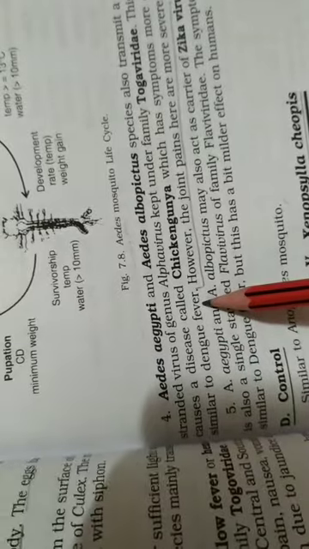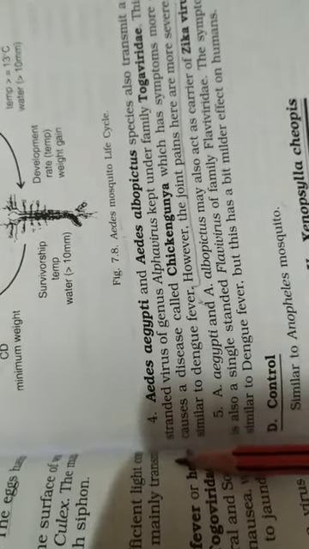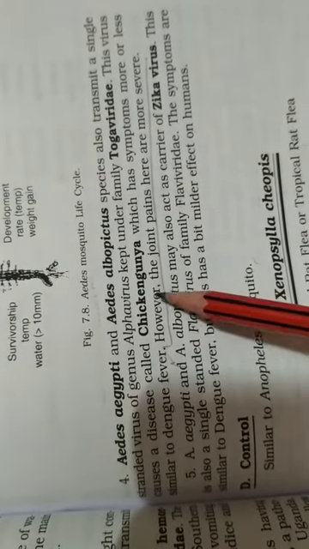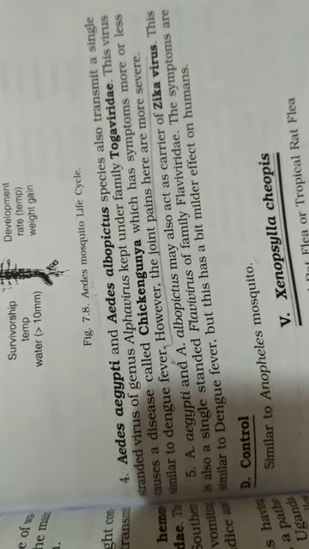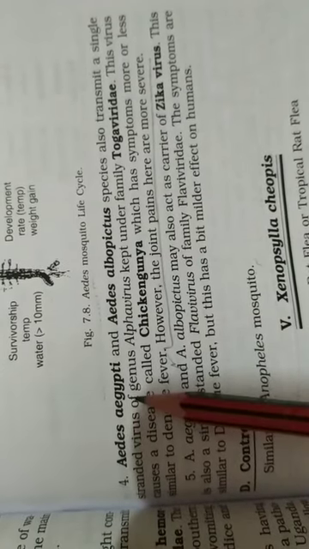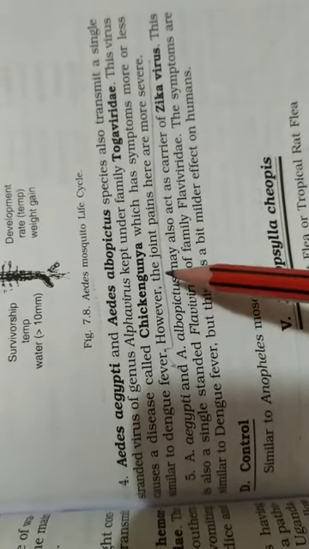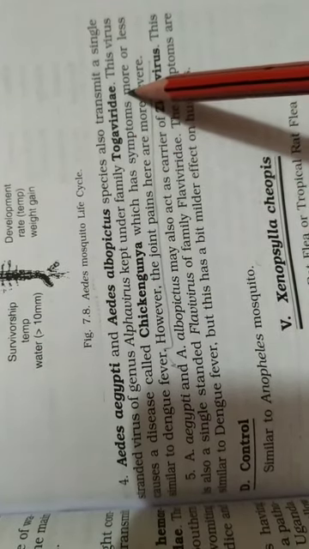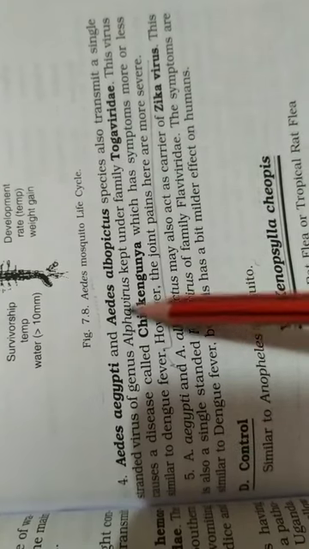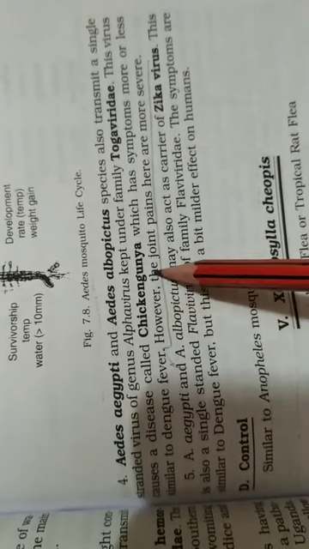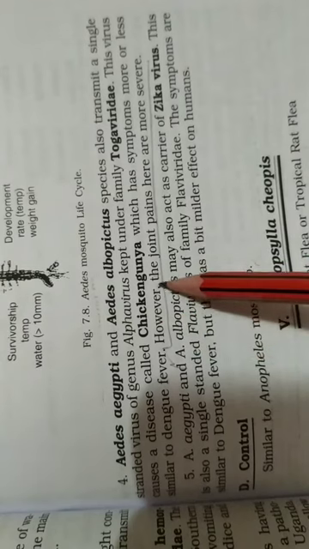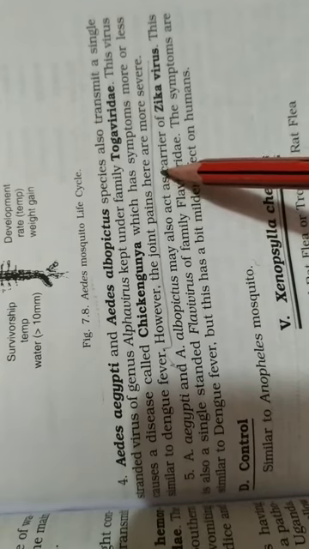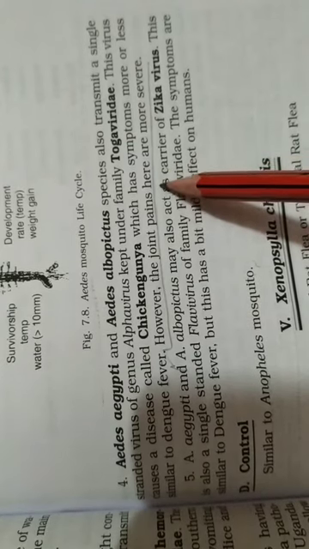Aedes aegypti and Aedes albopictus are also known to transmit another disease called chikungunya. Chikungunya is spread by the Aedes aegypti and Aedes albopictus and it is also caused by a virus which is under the Togaviridae family. Now this is more severe. Chikungunya is more dangerous than dengue. It also shows symptoms like dengue, but the joint pain here is more severe.